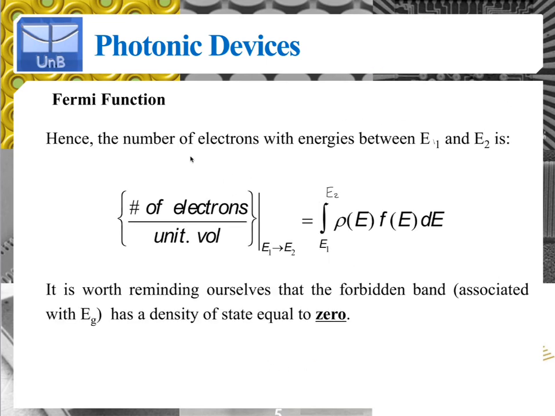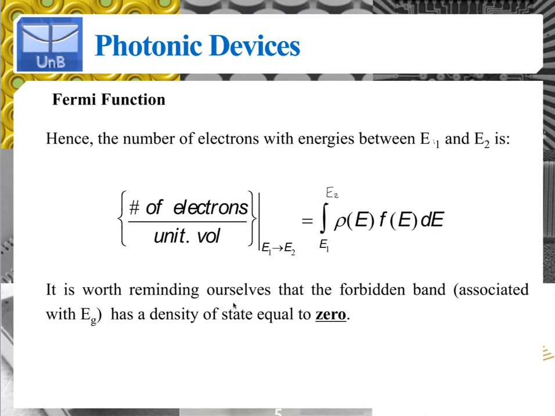Now, if we want to calculate the number of electrons for a finite range, so notice that there's no dE involved here, the number of electrons per unit volume with energies between E1 and E2, okay, this finite range here, we just integrate the expression that we just saw within that range. So from energy E1 to energy E2. So you integrate rho of E times F of E dE within that range.